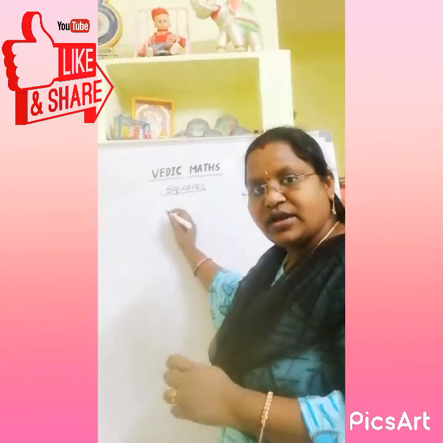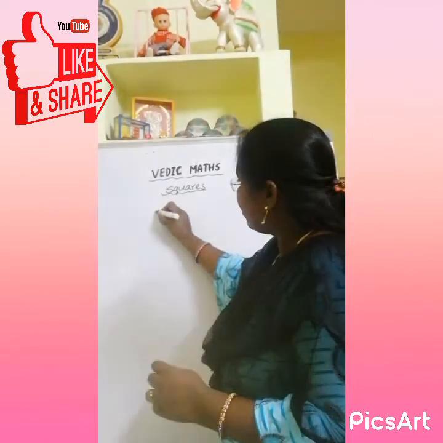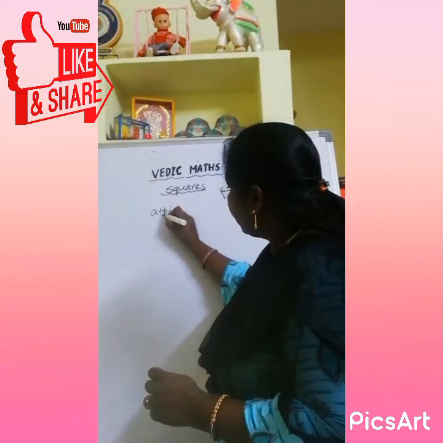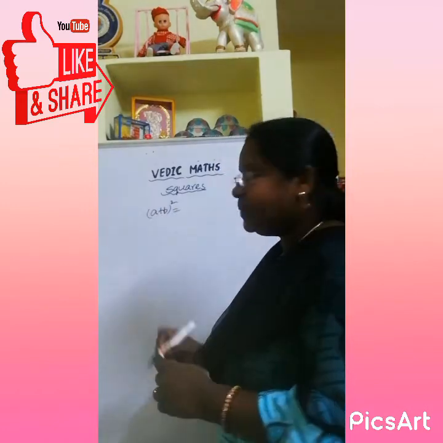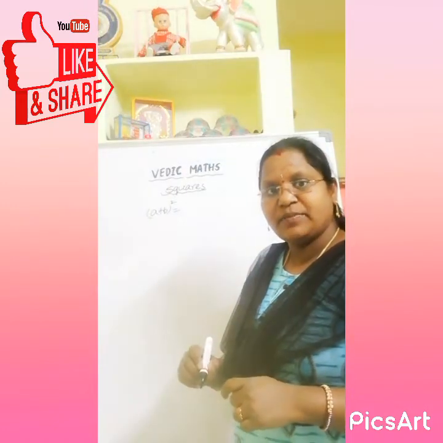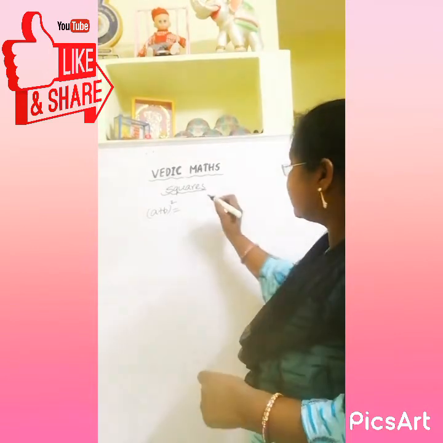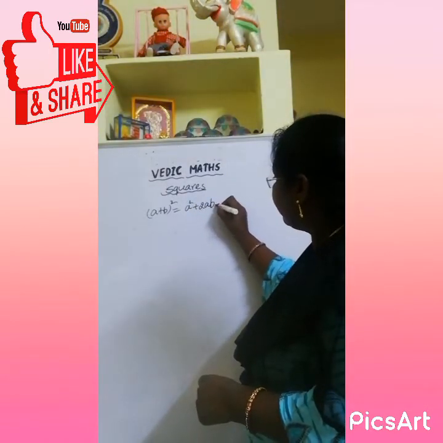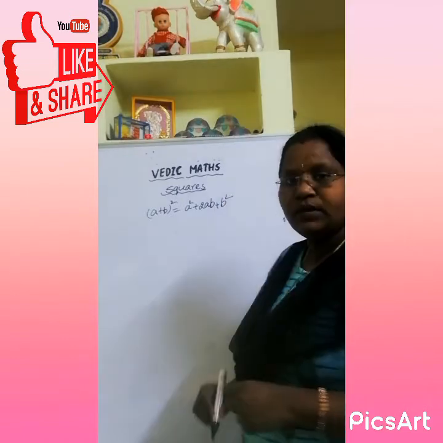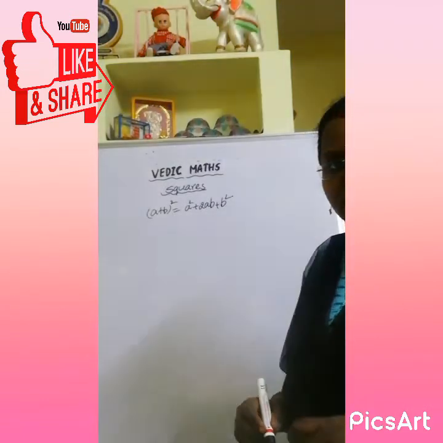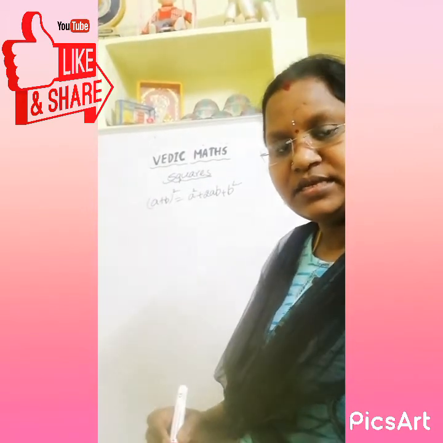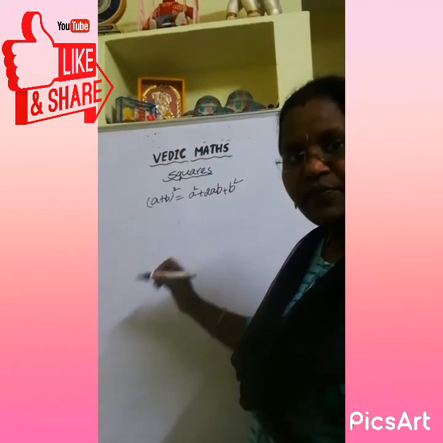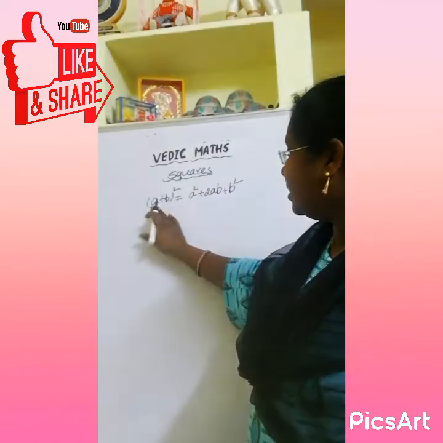What is the formula we are going to use? Already we know this formula also: a plus b whole square. What is the formula of a plus b whole square? A plus b whole square formula is a square plus 2ab plus b square. And the next step is nothing but balancing. Already you know the balancing is very easy for you. So this is the formula we have to use.